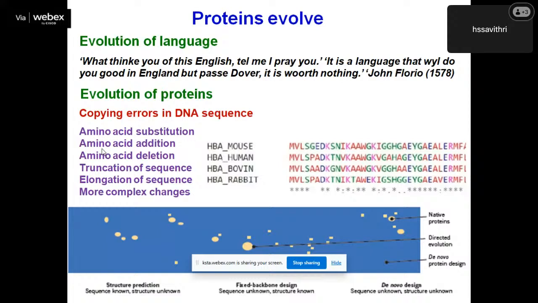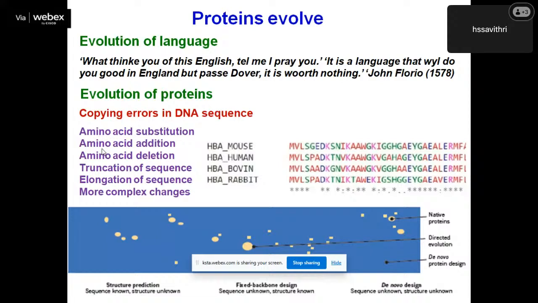Similarly, our DNA is copied again and again in every generation, in every cell division. A DNA copy is made, and there will be copying errors when the DNA sequence is copied. So actually, there will be change in the DNA sequence. If there is a change in the DNA sequence, there will be a change in the protein.